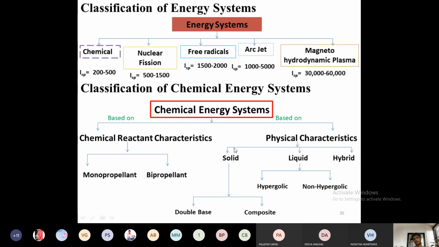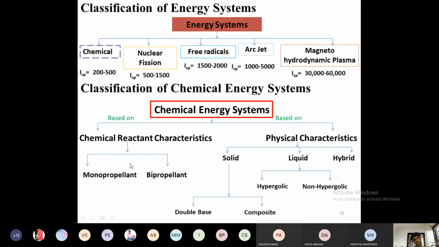Further, the solid propellant system has been classified into 2 types, double base and composite. Further, based on the ignition characteristics of the specific propellant system, the liquid system has been classified into hypergolic and non-hypergolic systems. Now we will see in detail what the monopropellant systems are.